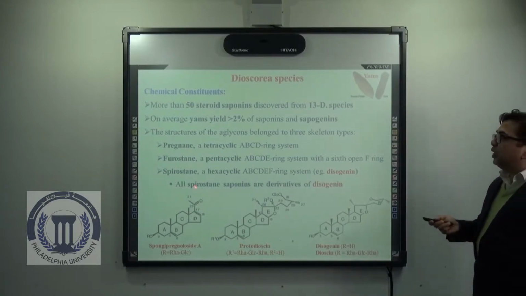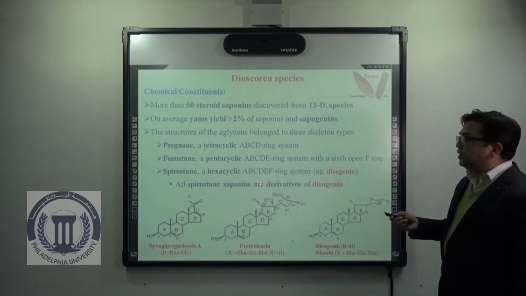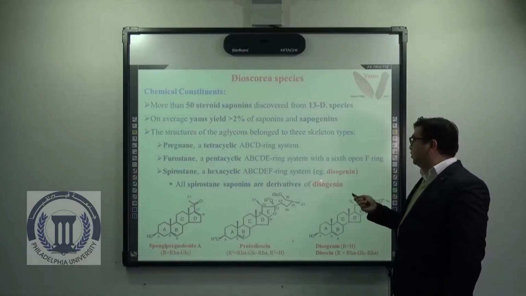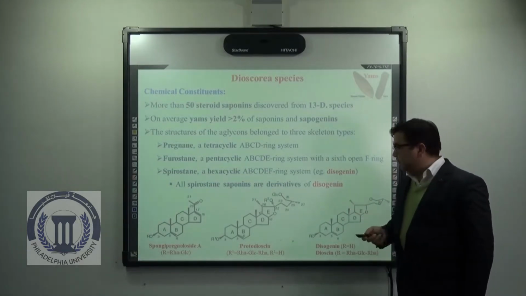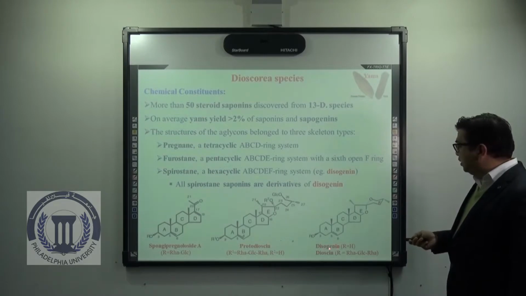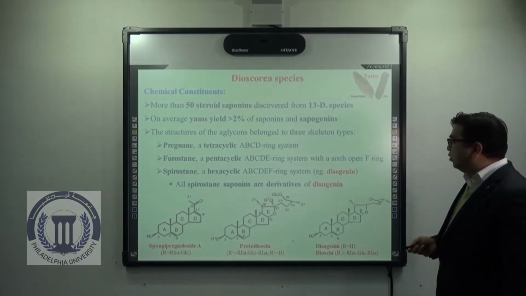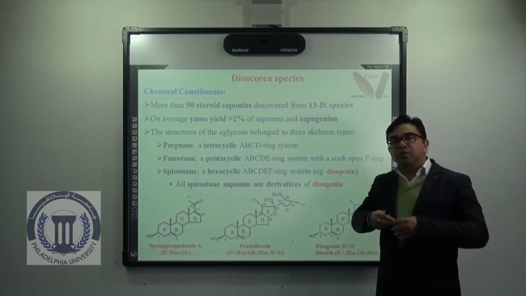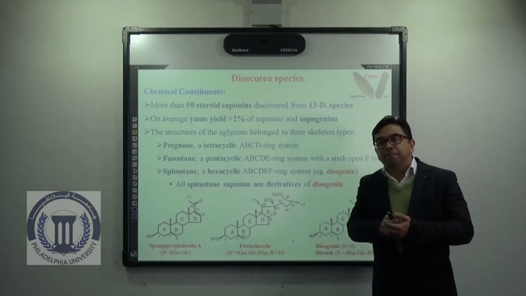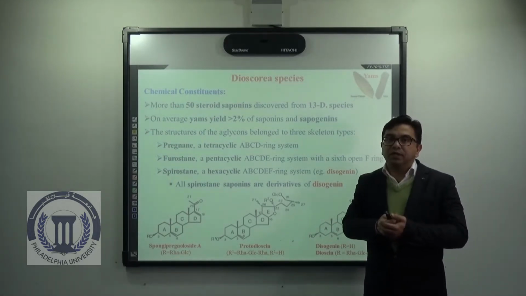So all spirostan saponins are generally derivatives of diosgenin. Remember this. So diosgenin is the major aglycon of this class, from which different saponins, that is the glycosides, are derived.